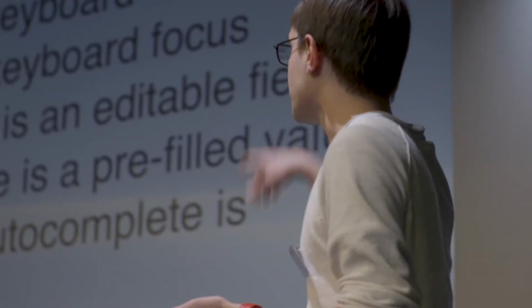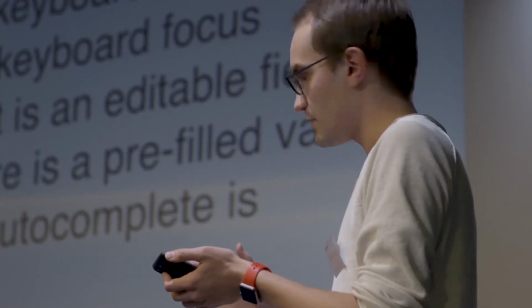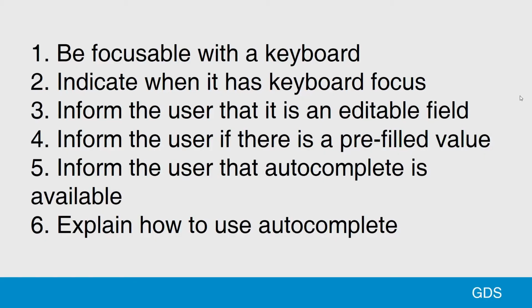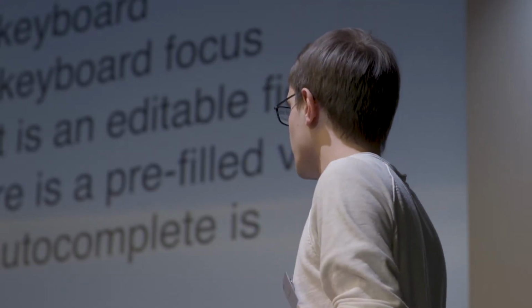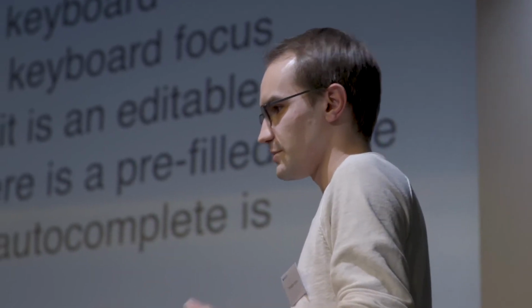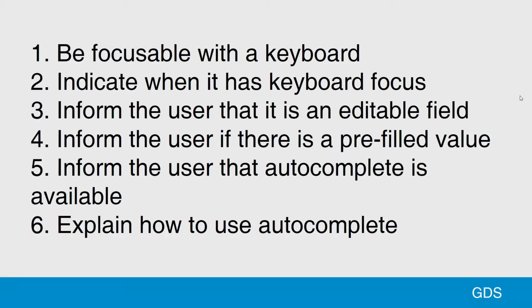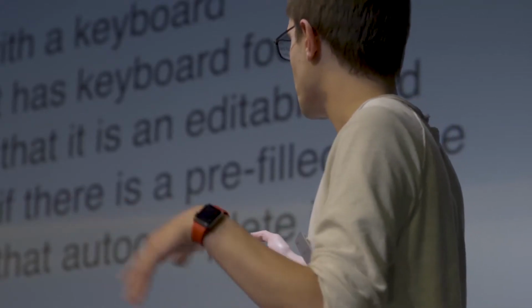So coming back to the accessibility criteria, numbers 1 through 6 cover these behaviors, such as being focusable, indicating when it has focus, indicating that it is an editable field, that it has a pre-filled value, that the autocomplete is available, and how to use the autocomplete. I went through that again just to make sure that if somebody's watching and they can't actually see the slide, they know what's going on. So apart from number 4, that all basically was shown in the previous slide. So let's move on by typing in the letter U.